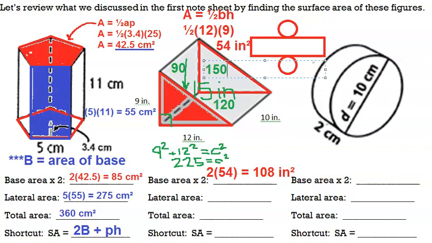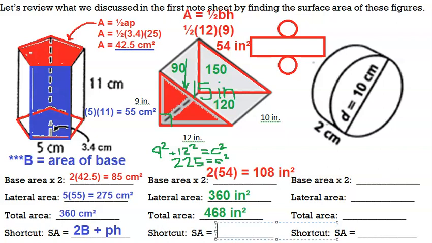So the lateral area is those three put together. 90 plus 150 plus 120, which would be 360 square inches. The total area would be all of those put together. The 108 and the 360 put together, which would be 468.